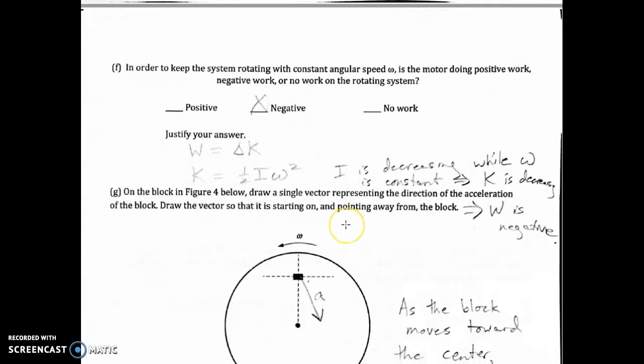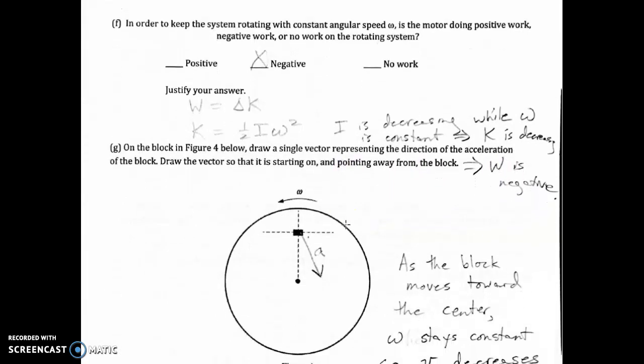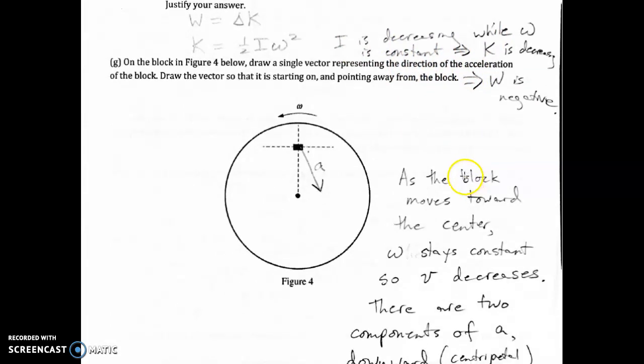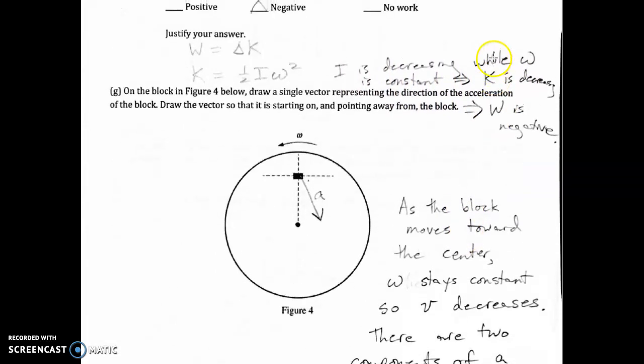Okay, and finally, you have negative work because your rotational inertia is decreasing and your angular velocity is the same. I think that's pretty straightforward. If you have decreasing kinetic energy, then you know your work is negative.